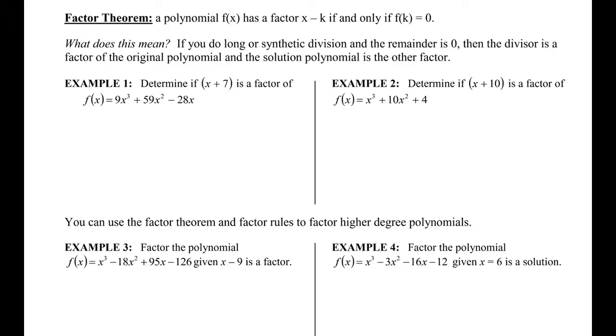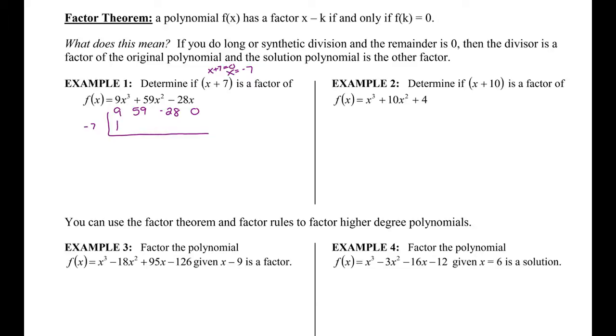So for example 1, we are going to determine if x plus 7 is a factor. Remember when doing synthetic division that we set x plus 7 equal to 0 and solve to get x is equal to negative 7 to tell me what number goes outside. And then I'm using my coefficients in descending order by degree, making sure that I include 0 for any missing terms. So for this one, I'm missing my constant, so I'm going to replace it with a 0.